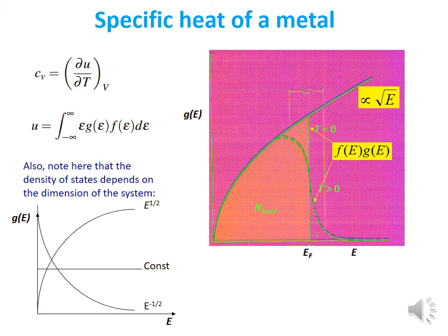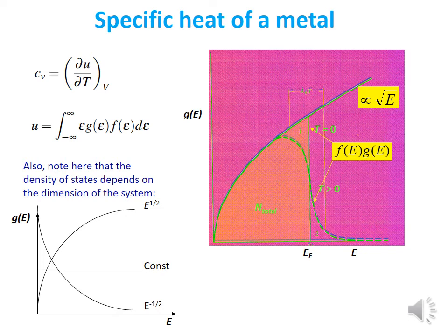Here in this graph, we have plotted the density of states as a function of the energy, which is in three dimensions, as we have seen, proportional to the square root of the energy. And then when we multiply this by the Fermi-Dirac statistics at 0 Kelvin, this will define a number of occupied states until the Fermi energy. So these states will be all occupied.